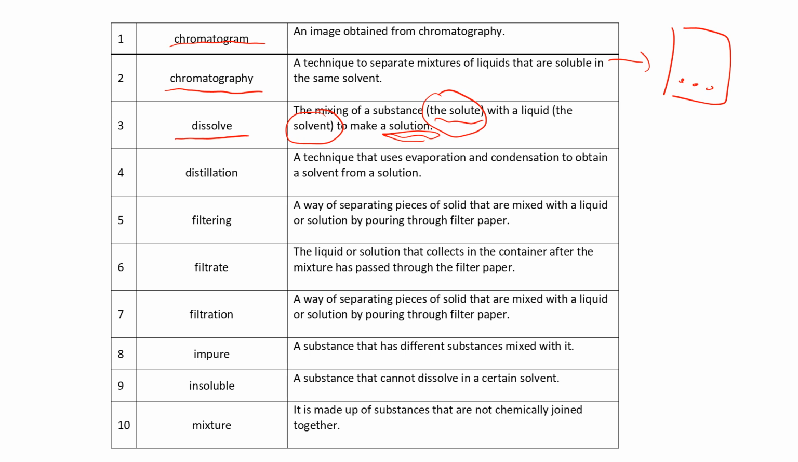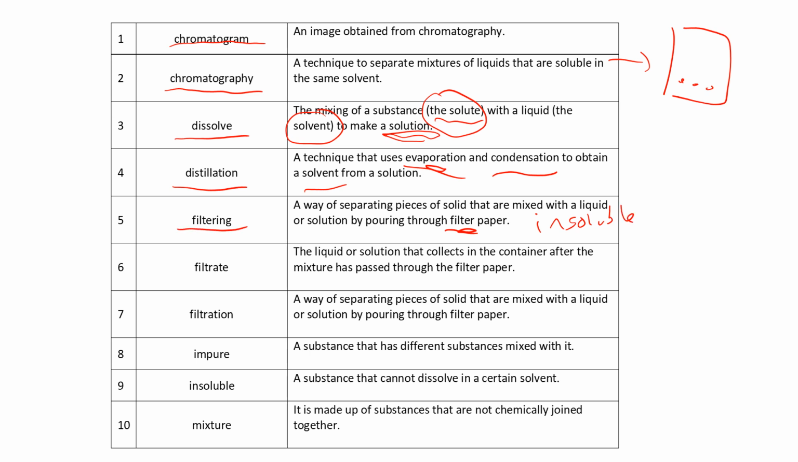A technique that uses evaporation and condensation to obtain a solvent from a solution. Okay, so I heat it up, I then cool it down, and I get my solvent. That is distillation. A way of separating out pieces of solid that are a mixture with a liquid or solution by putting it through filter paper. So this is then when you've got insoluble solids in there, is filtering.